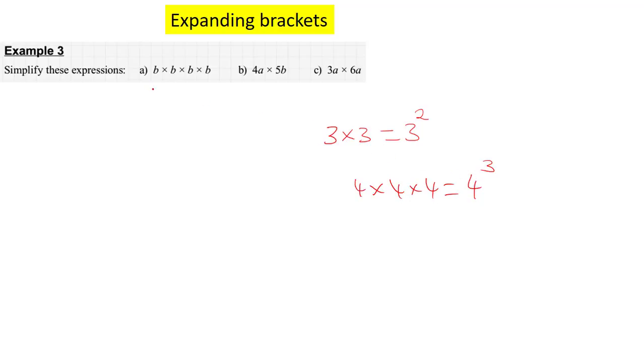Now the same principle applies to the letters. If you're timesing b times b times b times b, you're going to end up with b to the power of 4. Okay. Don't say in exam b4b. That is to do when you're adding. But if you're timesing, the number goes at the top, not in front like this. Okay. So that is b to the power of 4.